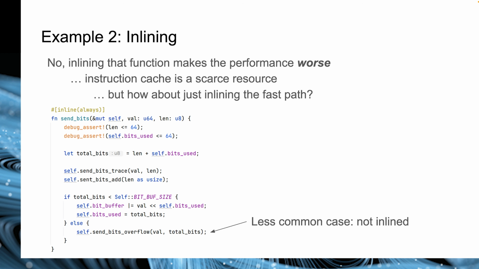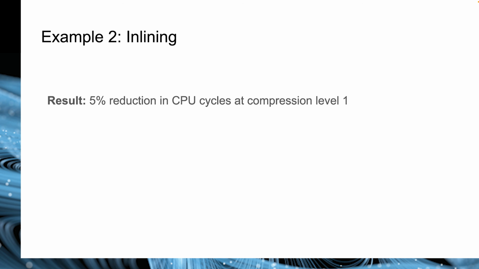But I remembered my earlier observation. There was an uncommon case in this function. So what if we move that into this separate function? I'll call it send bits overflow, which we won't inline. Can we then inline the hopefully common case that remains? Will that work any better? Turns out that works well and gives us a 5% reduction in the CPU cycles. A nice win from meeting the compiler halfway and moderating our inlining ambition to better fit within the hardware realities of the CPUs that we're targeting.